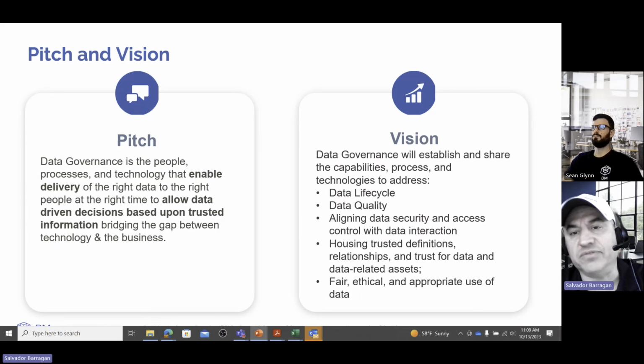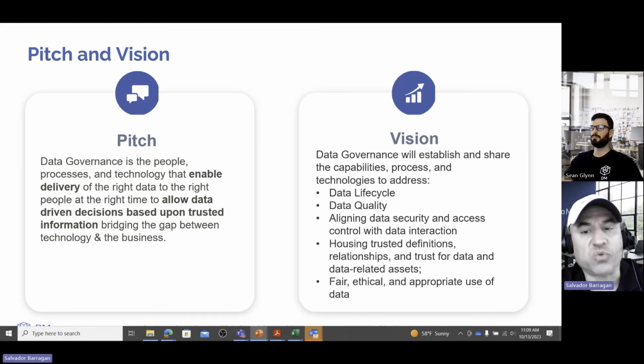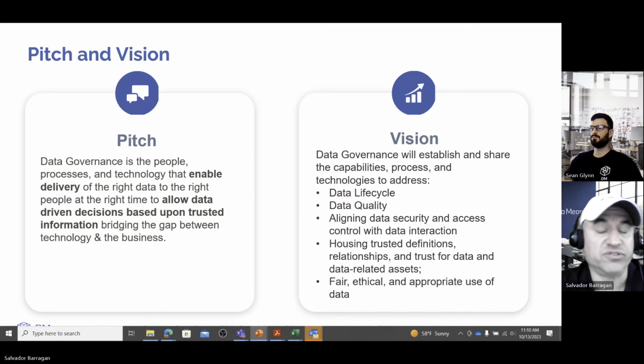The second area is the vision. So, with data governance, you want to establish and share the capabilities, processes, and technologies to address. So, here are some aspects of what you may want to look at: data lifecycle, the retention of data, data quality, making sure you're aligned with data security, trusted definitions. How good is the data? Can you trust it? And is the data being appropriately used?